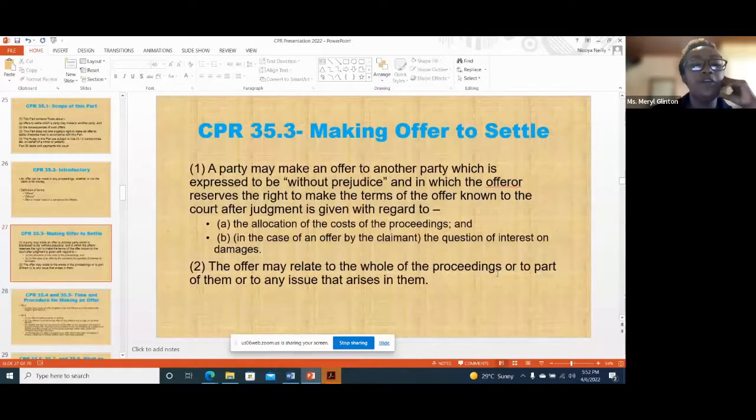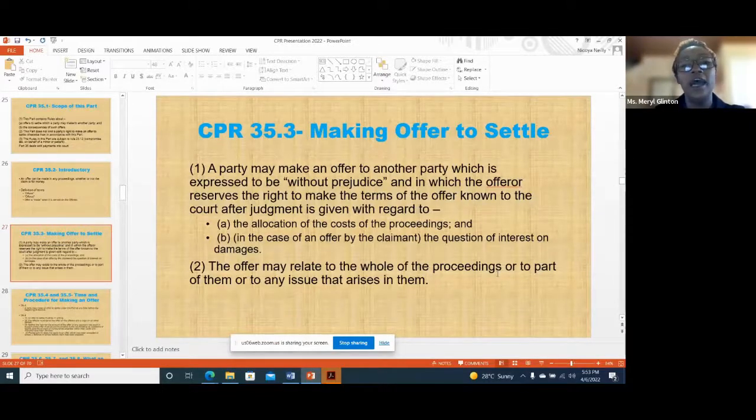Now I'm drawing your attention to 35.3 specifically because I would have already said to you the general idea here, which is that you make the offer without prejudice. In 35.1, and I will perhaps kick it to the Chief Justice to say if I'm right about this, it says a party may make an offer to another party which is expressed to be without prejudice, and in which the offerer reserves the right to make the terms of the offer known to the court after judgment is given with regard to the allocation of costs of the proceedings, and in the case of an offer by the claimant, the question of interest on damages. When I first read this rule, I thought that it was saying that you couldn't make the offer known until the court had already given judgment on costs and interest.